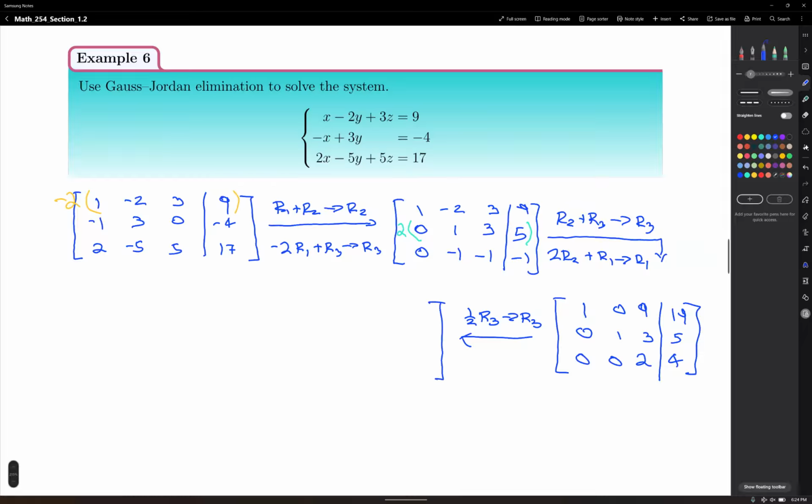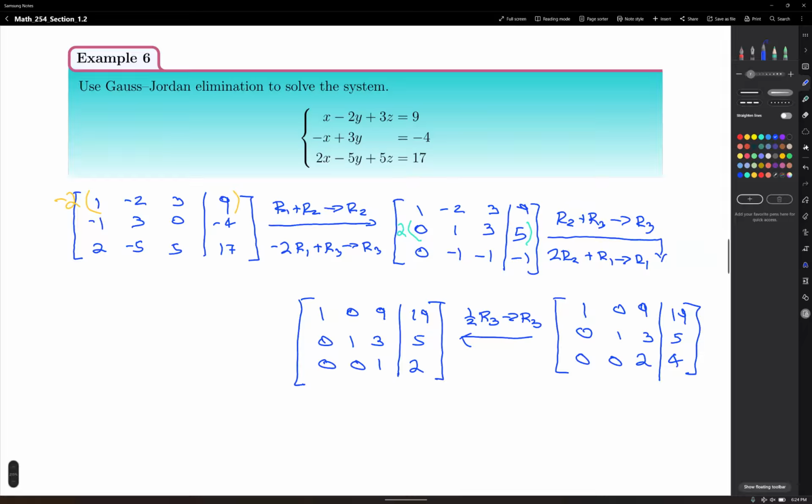So that means the other two rows remain the same, 1, 0, 9, 19, 0, 1, 3, 5. And just divide everything by 2. So that's 0, 0, 1, and 2. Right?